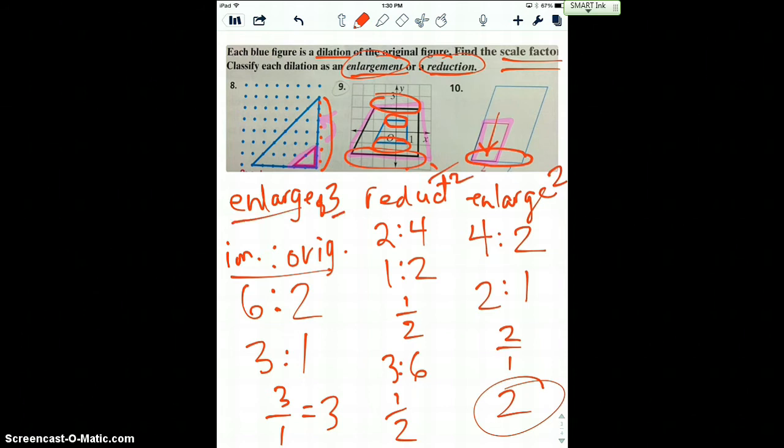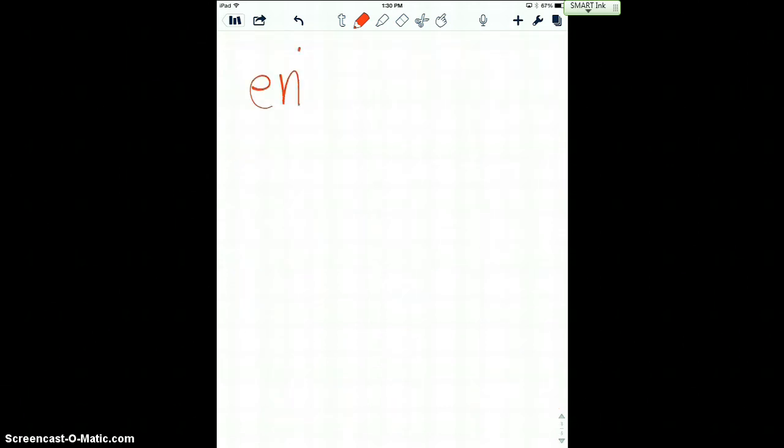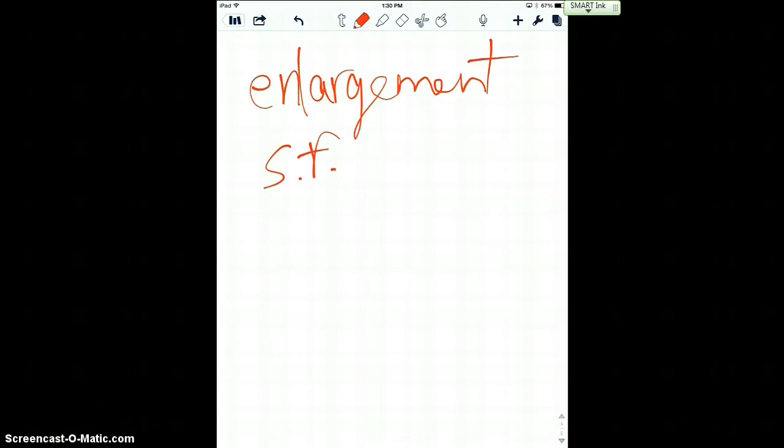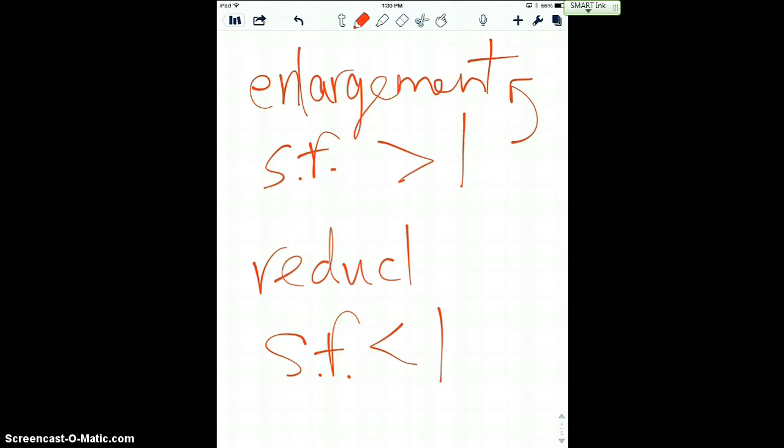So something to keep in mind with these things is the general idea that if you have a dilation, an enlargement scale factor, the scale factor is going to be greater than 1. That's when you know you have a dilation that's an enlargement happening. If you have a scale factor in which it is less than 1, then you're going to know you're dealing with a reduction in the dilation.